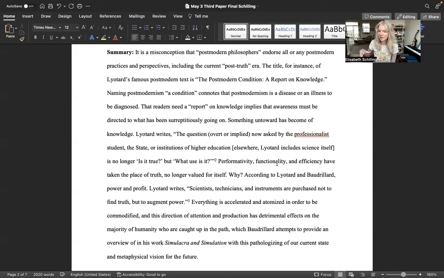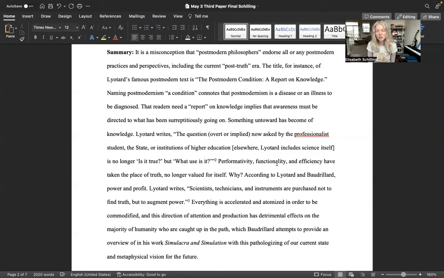So see, I'm deconstructing the title. This is what you should do even in Comp 1 and Comp 2, or any literature class: you're deconstructing the quote that you're using to explain, to get more out of it. And that's your contribution. That readers need a report on knowledge implies that awareness must be directed to what has been surreptitiously going on. Something untoward has become of knowledge.